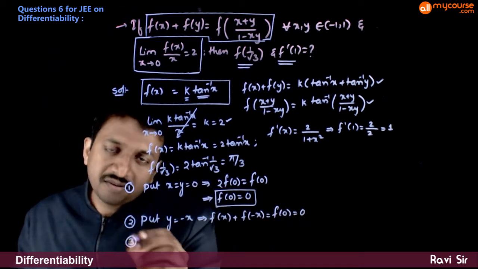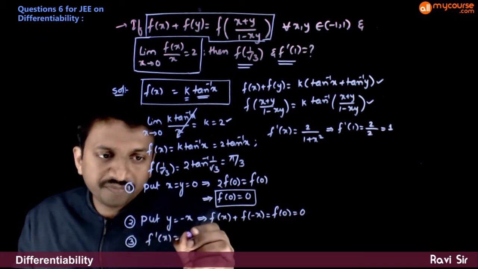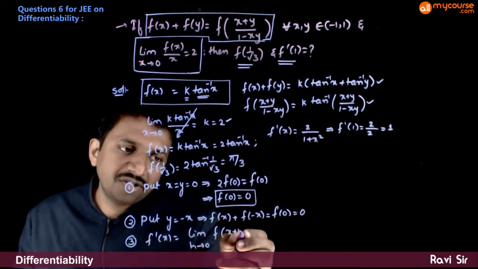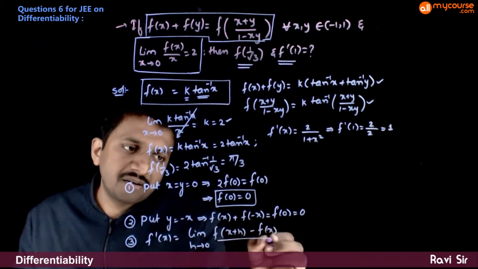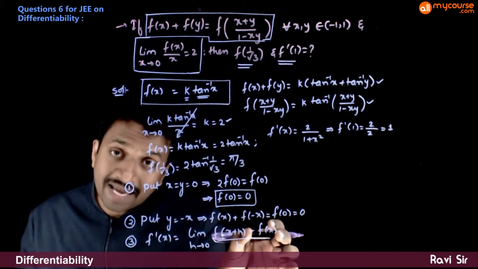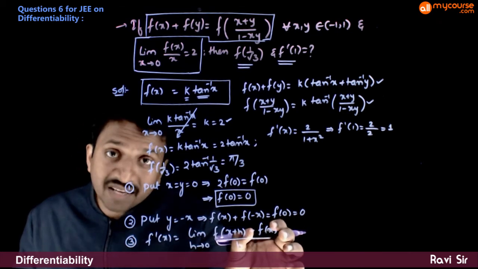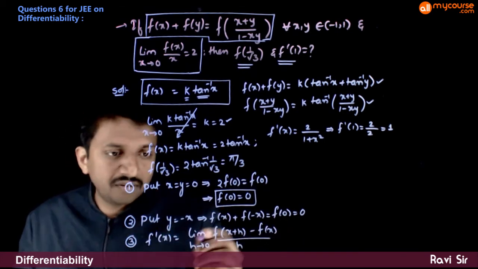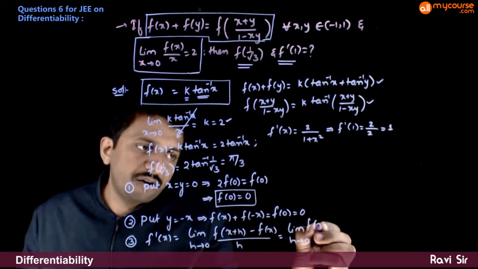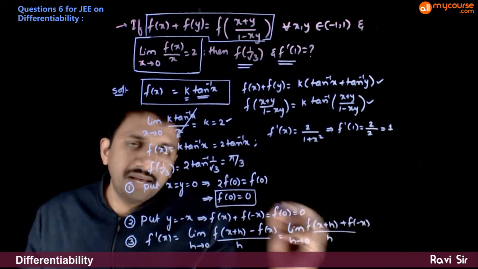Next, third. Let us use the first principle. What is f dash of x? It is equal to limit h tends to 0 of f of (x plus h) minus f of x, by h. So what I do is, in the place of minus f of x, because f(x) plus f(minus x) is equal to 0, minus f of x will be equal to f of minus x. So this can be written as limit h tends to 0 of f of (x plus h) plus f of (minus x), by h.